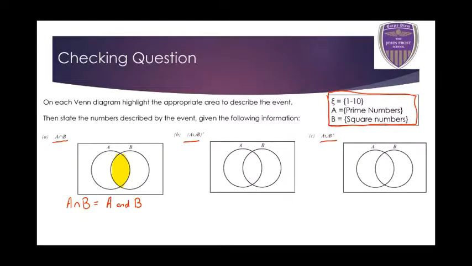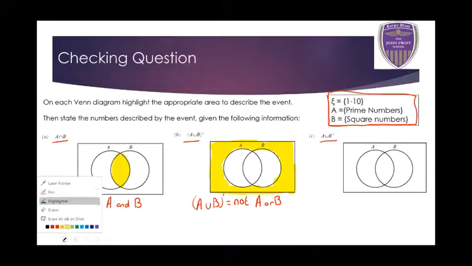And then if we have a look at part B, we're looking for A union B prime. So A union B, in brackets, prime is not A or B. Because remember, union means or, and prime means that it's not either of those. So it's not A or B. If we highlight this here, we're going to highlight everything that isn't A or B. Okay, I'm just going to do this very quickly. So everything outside of A and B. Very well done if you got that right.